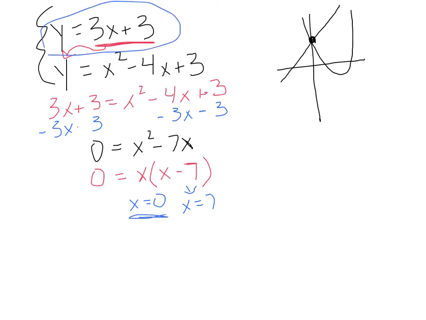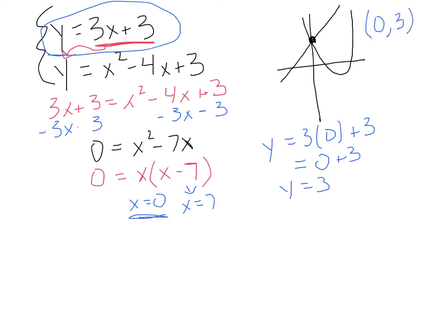Let's plug it into one of our 2 equations. The top one is a little easier, so that's the one I'm going to choose to use. So we get y equals 3 times 0 plus 3. So we get y equals 0 plus 3. So we get y equals 3. This means that one of our points of intersection is (0, 3), which we knew because they had the same y-intercept. Now let's find the other point of intersection.